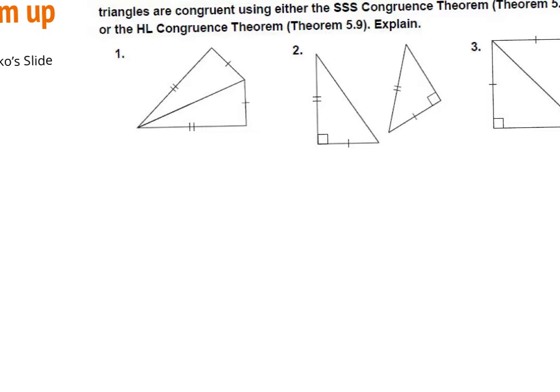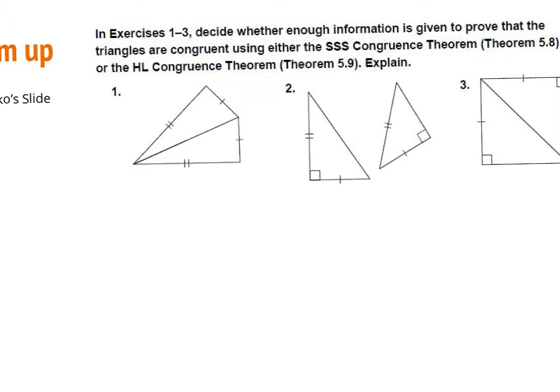Okay. So don't assume that it's HL. Remember, HL, you can only use it if you have right triangles. Neither of these are right triangles that we know of. Okay. So which theorem should we use if we're not using HL?